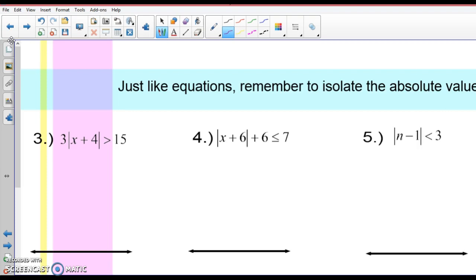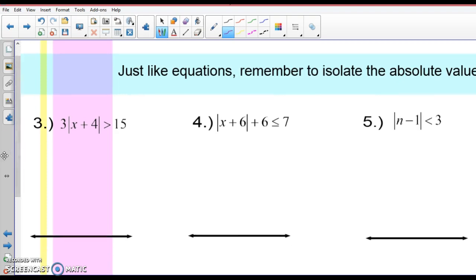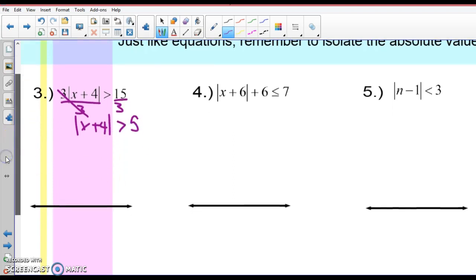Okay. This one. What do I need to do first before I do any rewriting? Tyson. You need to isolate the absolute value by dividing by 3. So, the absolute value of x plus 4 is greater than 5. Again, it is greater than. Which way does greater than go? Out. Okay, it goes out.